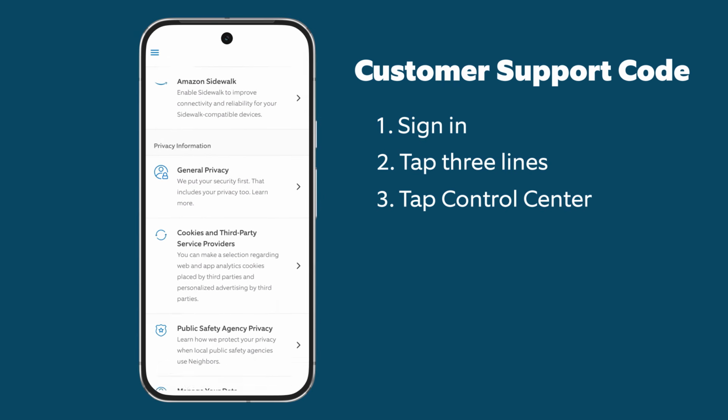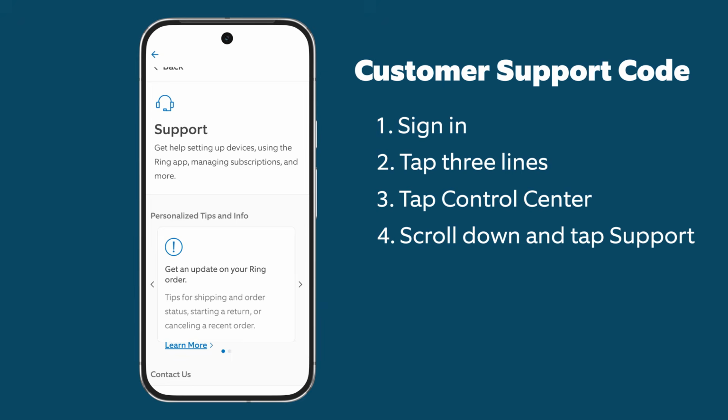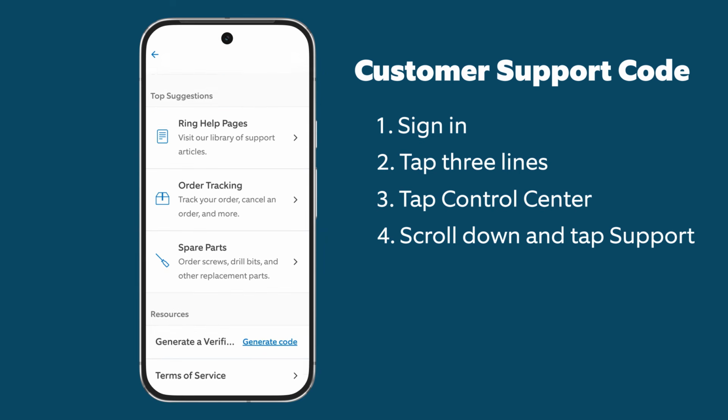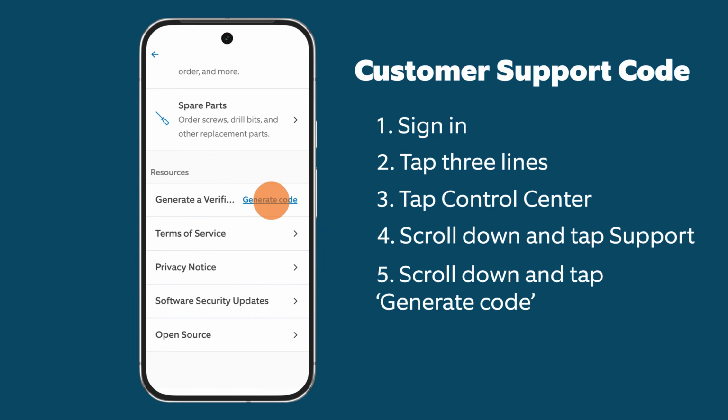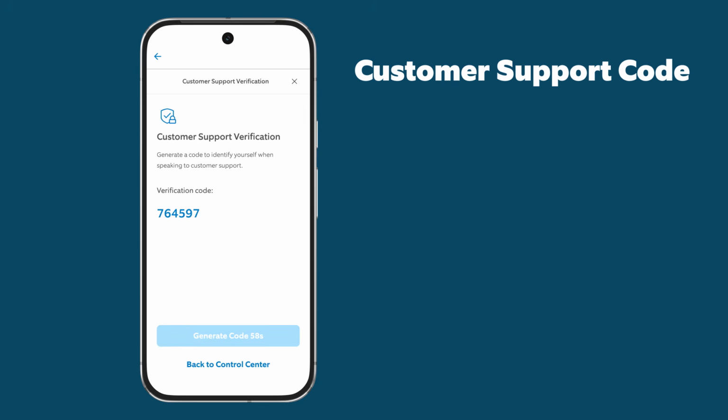Scroll down to the very bottom of the menu to Support. Scroll down and tap Generate Code. Tap the blue button labeled Generate Code. Provide the 6-digit code to the customer support associate.